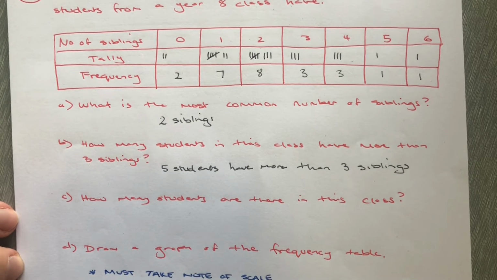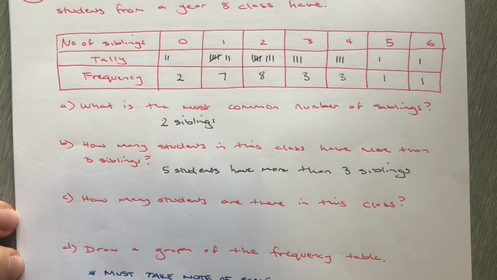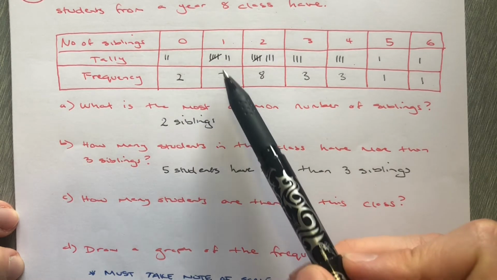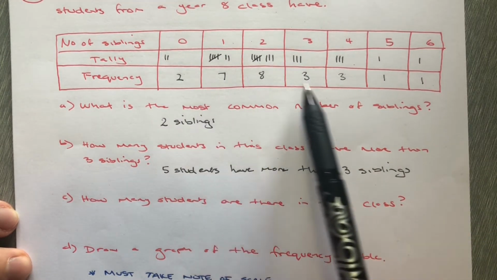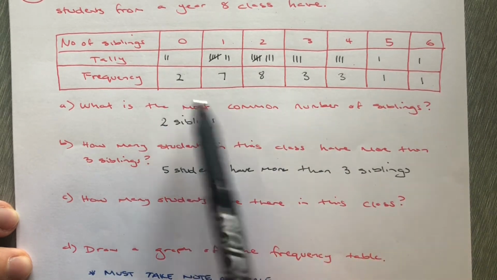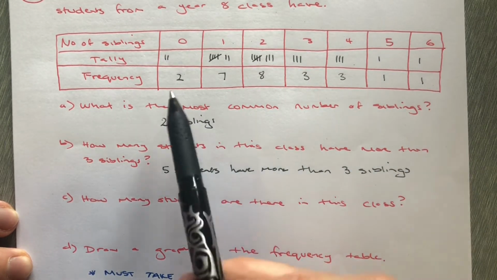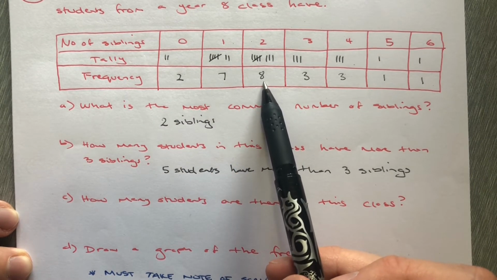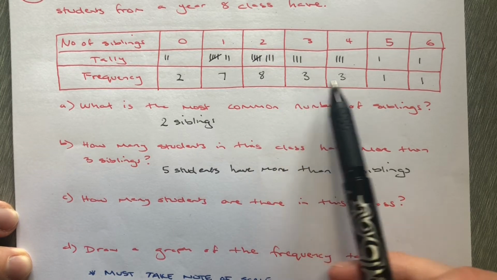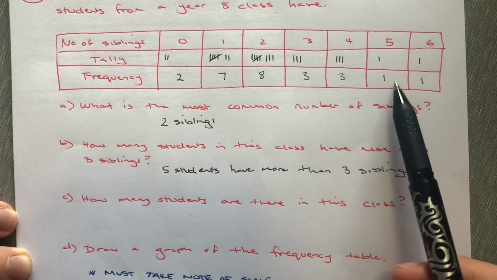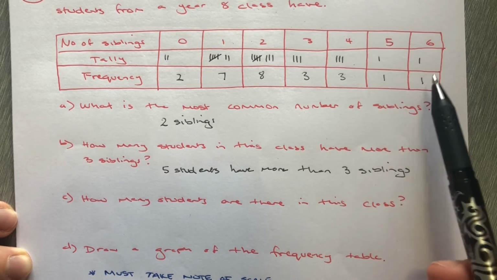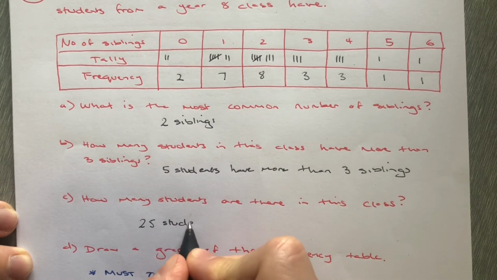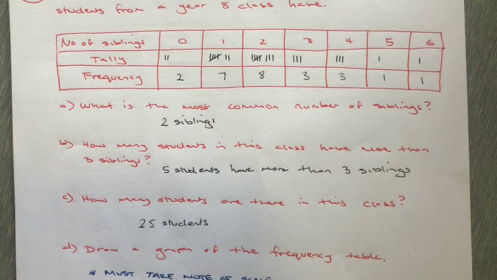Next question. How many students are there in this class? Well, we have 2 students that have 0, 7 students that have 1, 8 students that have 2. If we add all these up, this is going to give us our total amount of students. So we have 2 plus 7, that's 9. Plus 8 is 17. Plus 3 is 20. Plus 3 is 23. Plus 1 is 24. Plus 1 is 25. So there's 25 students in this class, which is similar to you guys. I think you have 26.